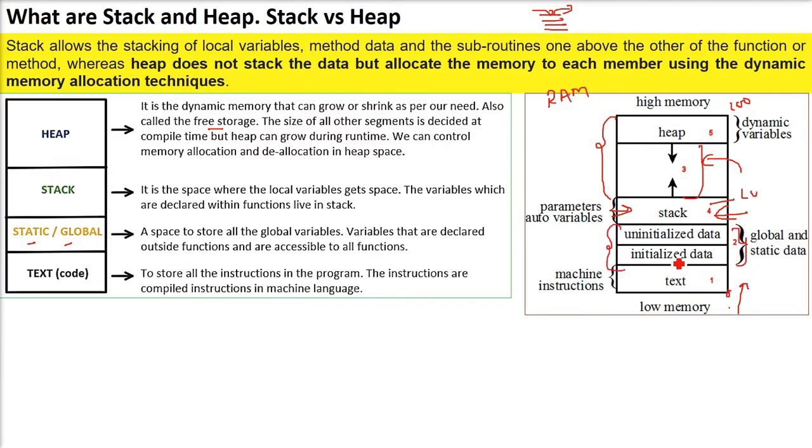Variables that are declared outside the function and accessible to all the functions are placed in this area, which is below the stack. Inside the function, they will be kept in stack. Auto variables are kept in stack. And the one below is the actual compiled instructions, you can say the text, to store all the instructions in the program. The instructions are compiled instructions in machine language.